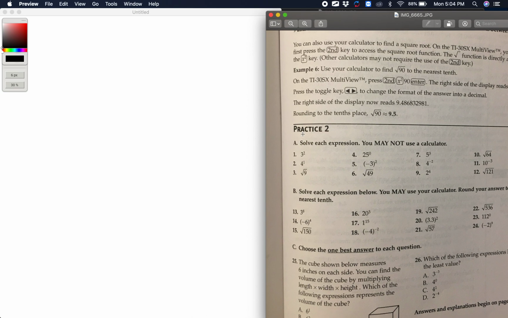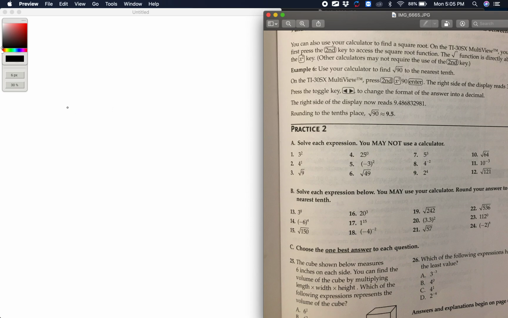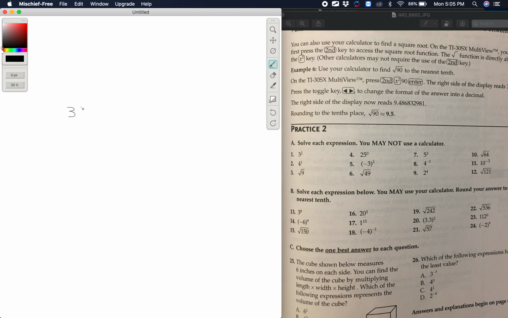First problem, 3 to the second power, okay? I know it says not to use a calculator. I might use the calculator for some of these, but 3 to the second power actually means 3 times 3. We know that that equals 9. Okay. Then we have number 2, 4 to the power of 1. So anything to the power of 1 equals itself. So this equals 4 one time. Okay. So equals 4.